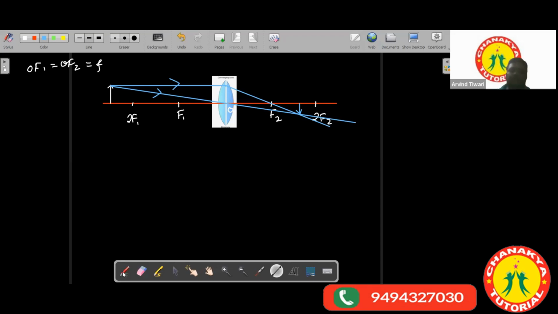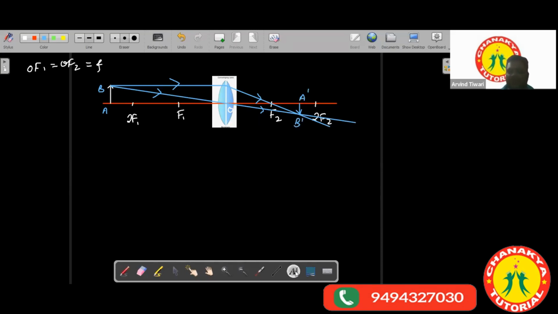Since we observed that all the rays of light were coming from the tip of the arrow, so you have AB, all the rays of light were coming from the tip of the arrow, and they meet here again between F2 and 2F2. Where they meet at this point, we will have the formation of the image, that is, the tip will be formed. So we will have our A dash on the principal axis and B dash here.